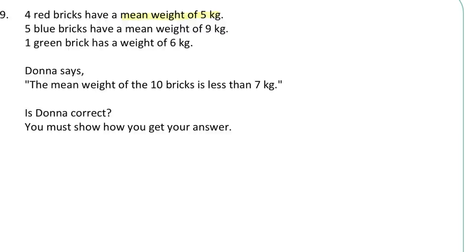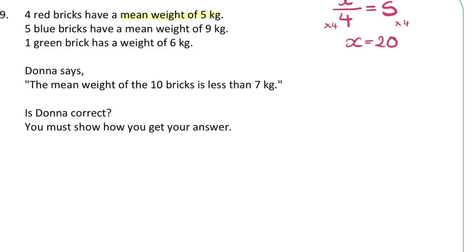So you can write this as a sort, and I won't write this for every single one because it's actually much quicker than this. But if we have 4 red bricks that have a mean of 5, it means the total weight of the bricks, which we don't know, let's call it x, divided by the 4 bricks gives us a mean of 5. And you can see there, to get x on its own, you've got to times both sides by 4, and you get x is equal to 20, or the total is 20.